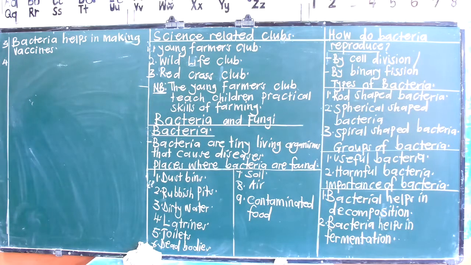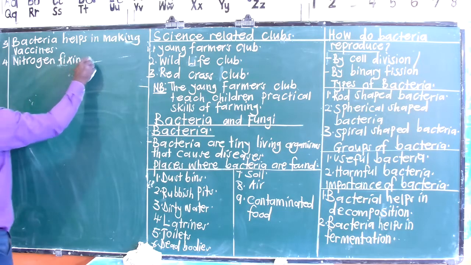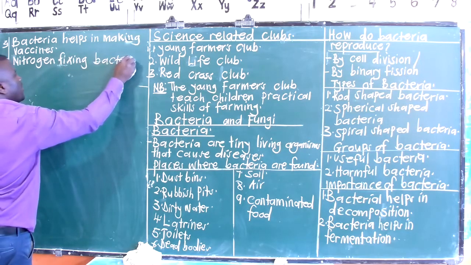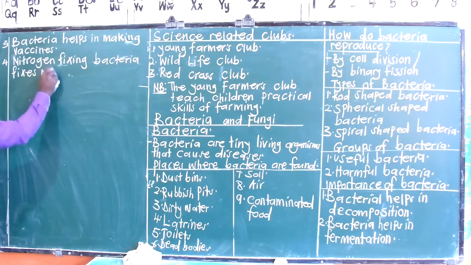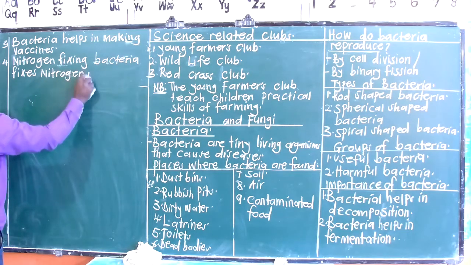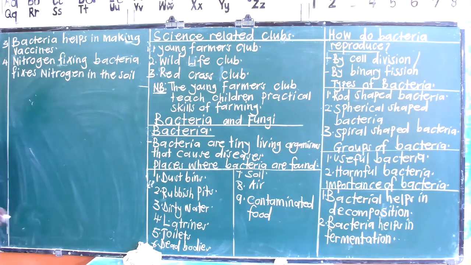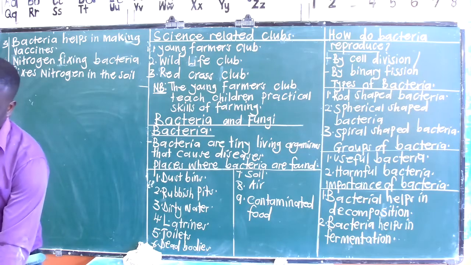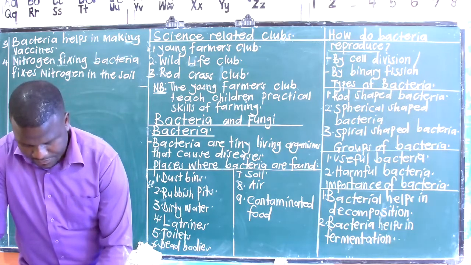Then number 4, nitrogen fixing bacteria fixes nitrogen in the soil. Nitrogen fixing bacteria fixes nitrogen in the soil. That's how bacteria are important.